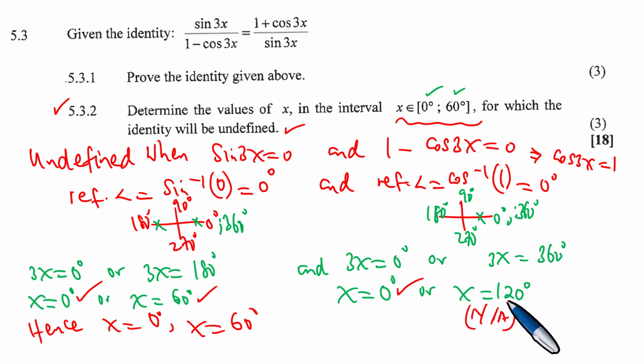X equals 120 degrees, no, it's not. Why would 120 degrees be out of the picture? It is out of the picture simply because we are dealing with angles between 0 and 60, and 120 is way too out. It's too big of an angle that is wanted, so it's not applicable. And therefore, the two answers, 0 degrees and 60 degrees, are the ones that are wanted. These two angles are the ones for which the identity will be undefined.